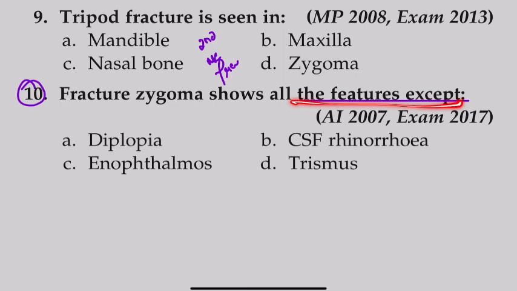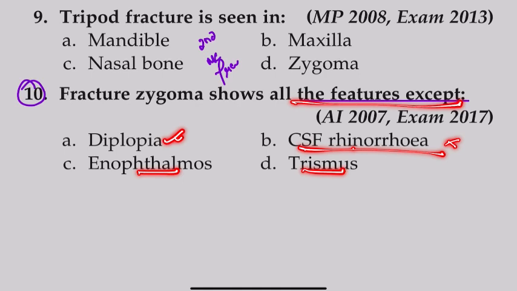Okay, now here, the fracture zygoma, right? Zygomatic bone fracture will show all of the above. It will show diplopia. It will not show CSF rhinorrhea. Enophthalmos will be shown, trismus will be shown. Along with it, there will be periorbital emphysema due to escape of air from the maxillary sinus.